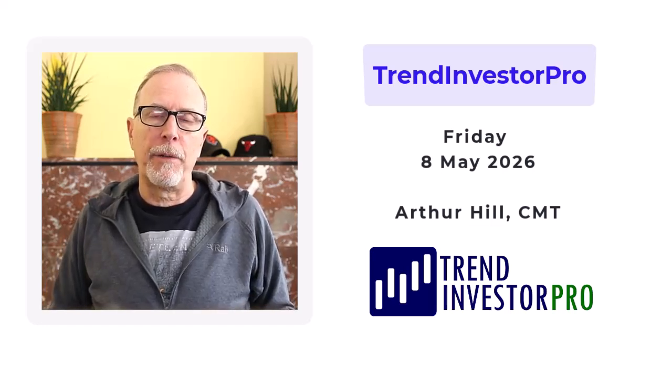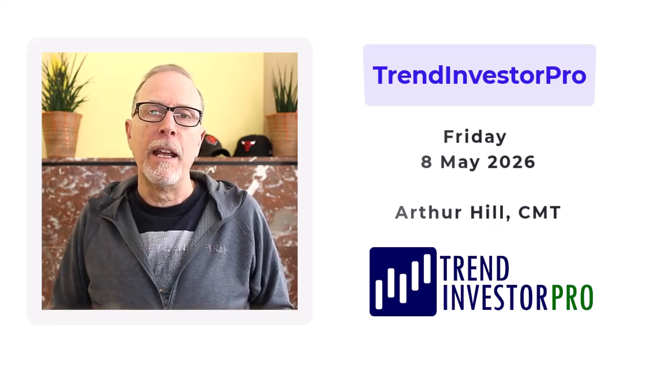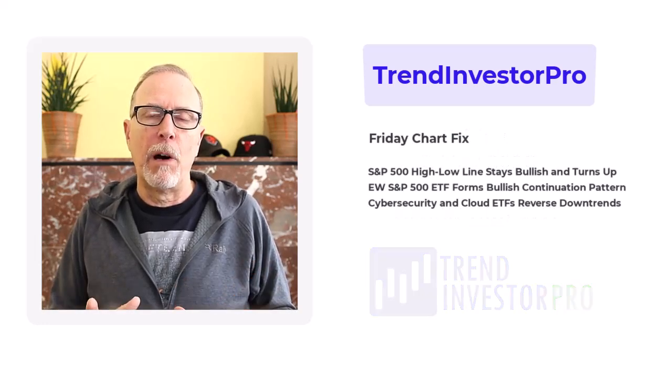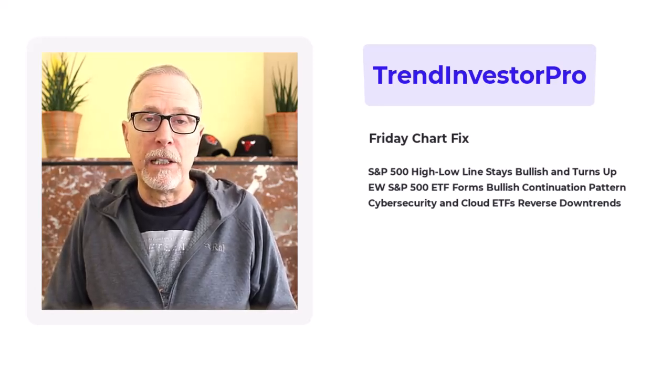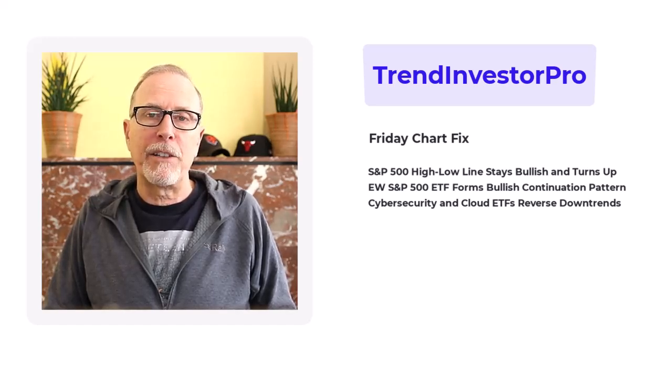So we're going to start off with the S&P 500 high-low line because it held in March, did not turn bearish, and turned back up in April. Then we'll look at the S&P 500 equal weight ETF. It's lagging the S&P 500, but it is in an uptrend and it has a bullish continuation pattern working. And finally, we'll see that the strength we're seeing within the technology sector is not all related to the semiconductor industry group, which is leading the way, of course. We're also seeing breakouts in cybersecurity and cloud computing.